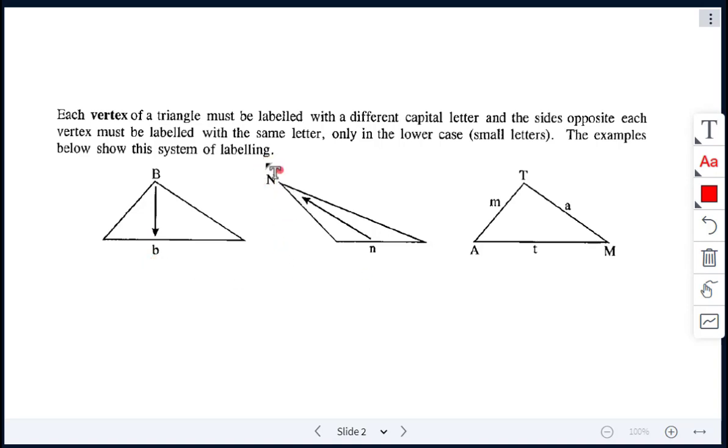Here we have a capital N showing the vertex, and right opposite that is its corresponding side here, so lowercase n. Here is a completed triangle, capital A, vertex. There's the side, lowercase a. Here's the vertex, capital T. There is the side in lowercase t, capital M, and lowercase m. All right, so that is how a vertex and a side is labeled for any triangle.